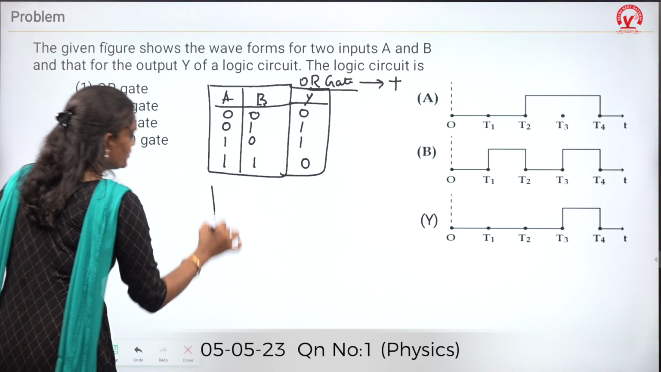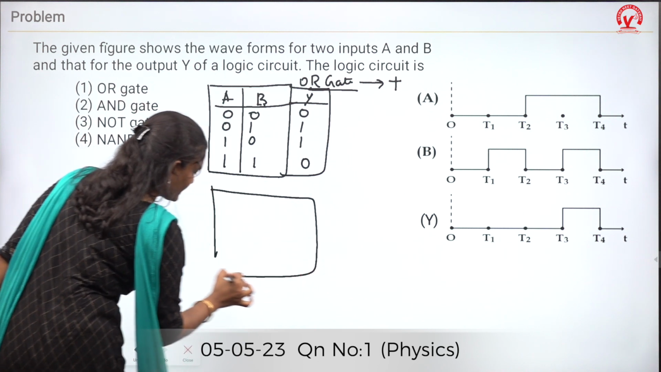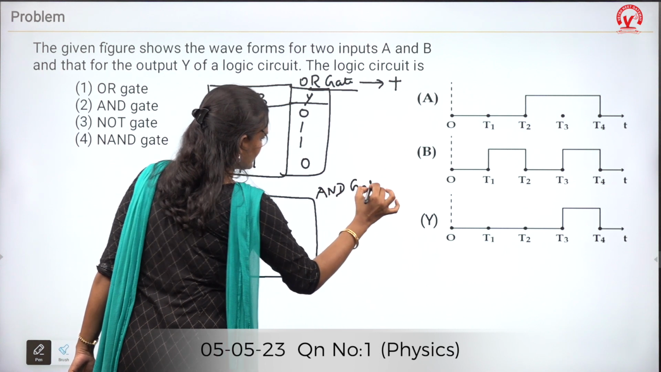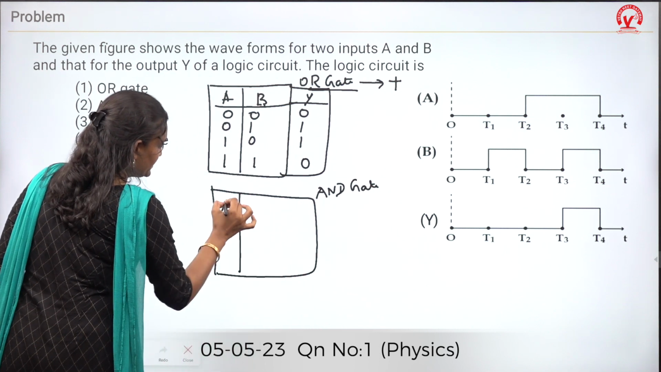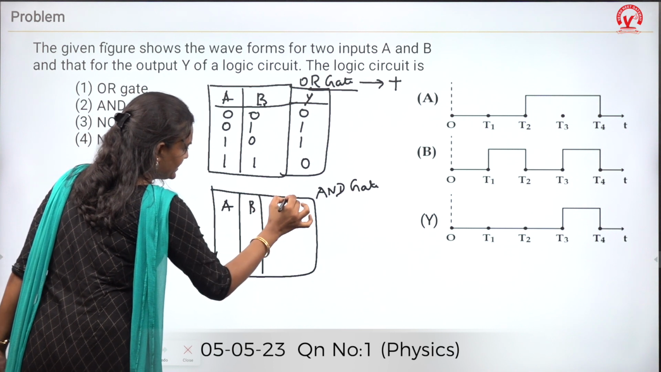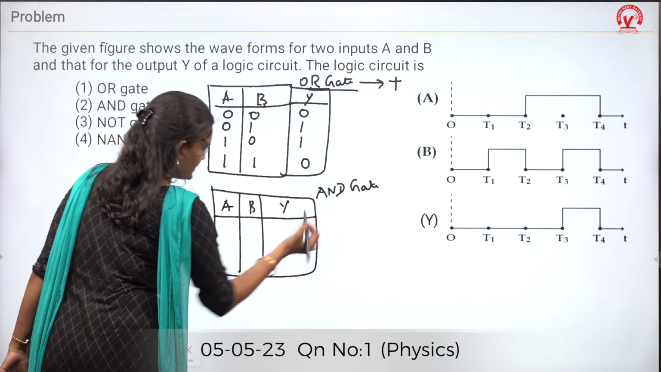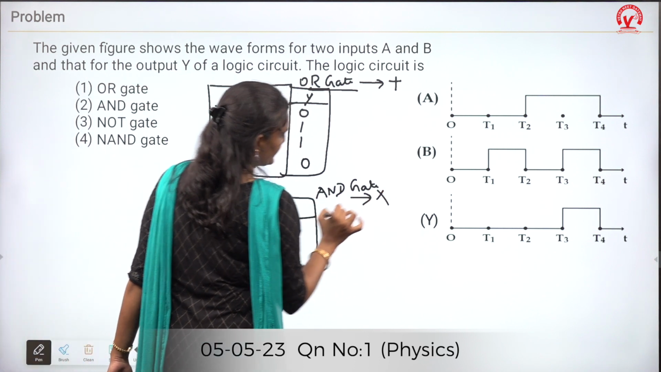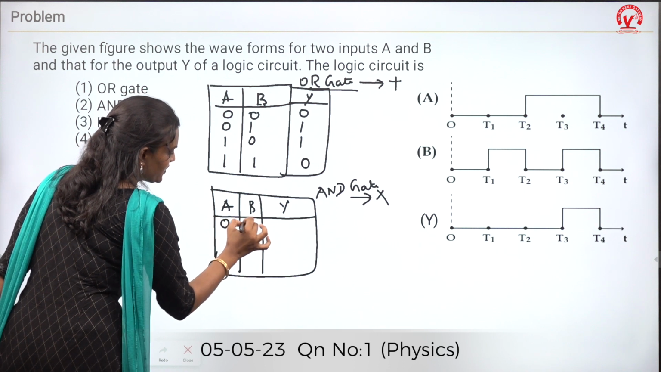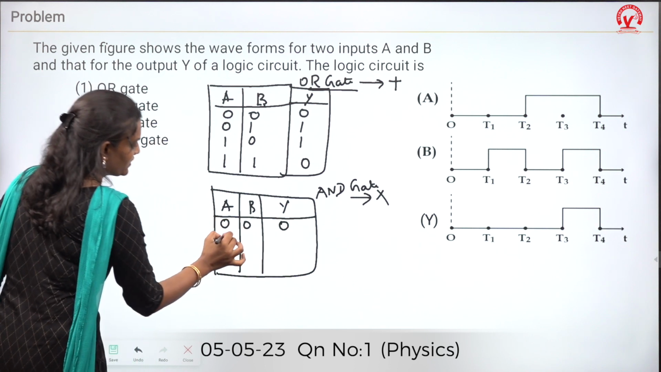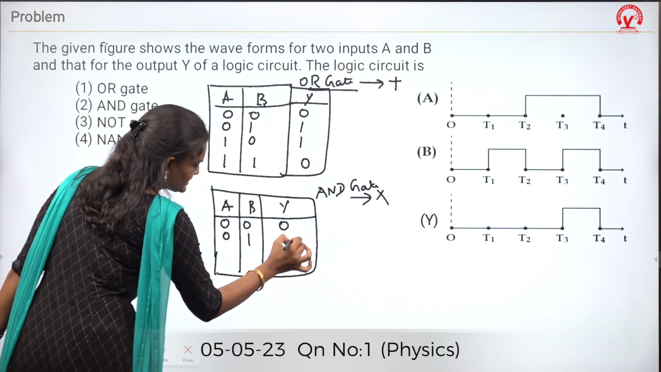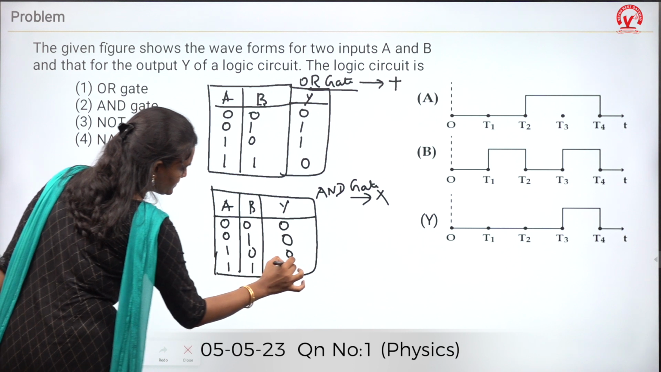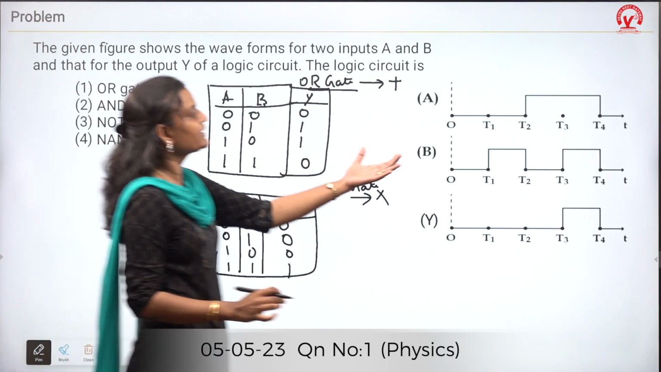Second one, the truth table of the AND gate. They gave the inputs A, B and the output as Y. For an AND gate we need to multiply. So 0, 0 multiplied gives 0; 0, 1 multiplication is 0; 1, 0 is 0; and 1, 1 is 1. Okay, now we will see the diagram figure.